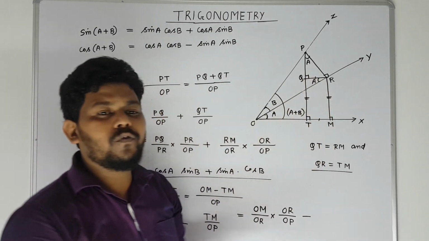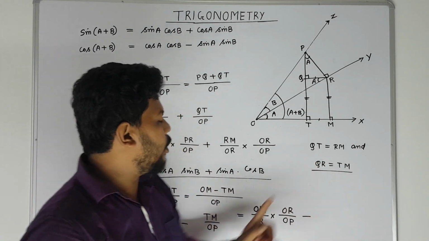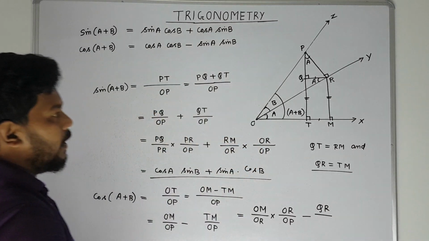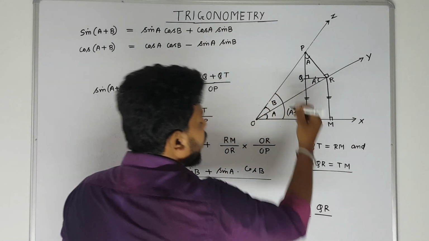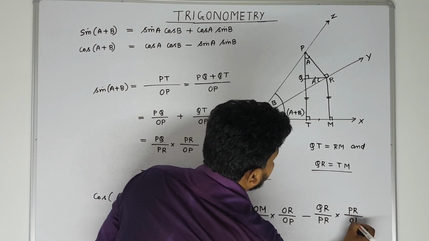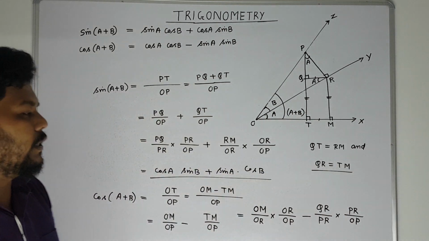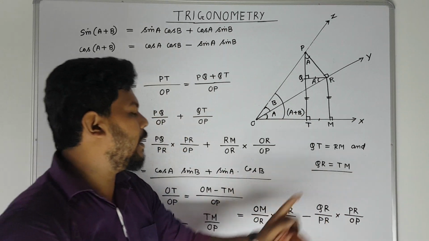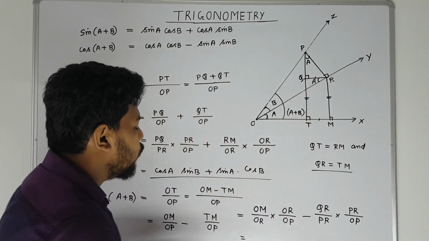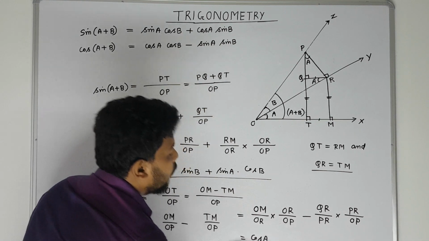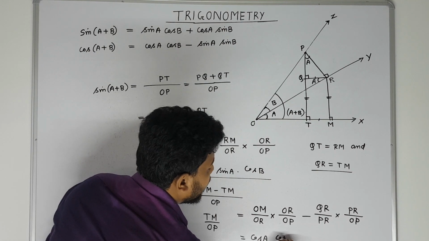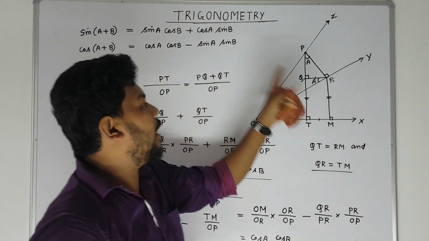And minus your TM. TM and QR are equivalent. As I know, TM is equal to QR, so I can replace TM by QR, and I write QR by PR into PR by OP. Now PR gets cancelled, so it will be equal to QR by OP. QR and TM are equal. So what is OM by OR? OM by OR is equal to cos A. OR by OP is equal to cos B from the triangle OPR.